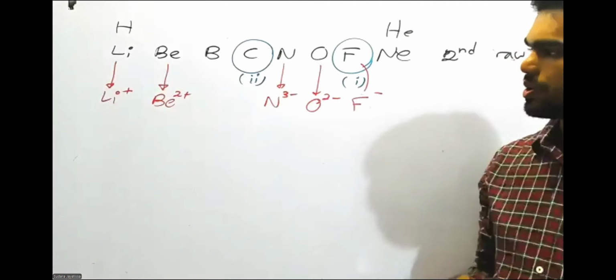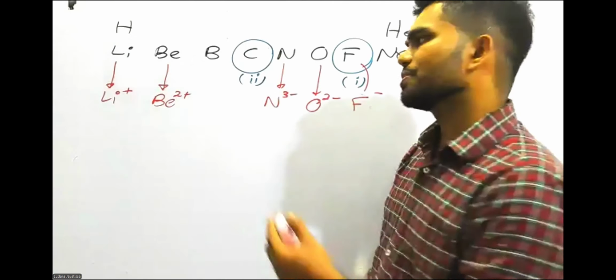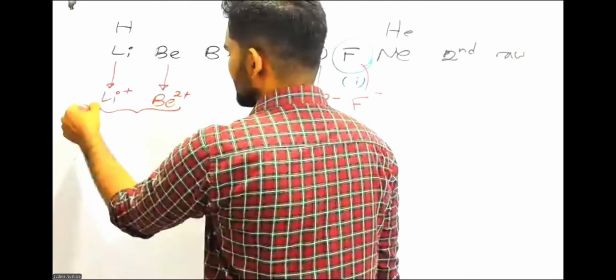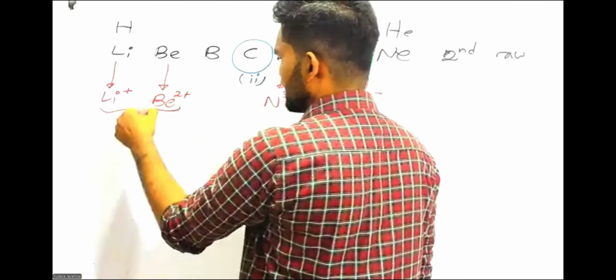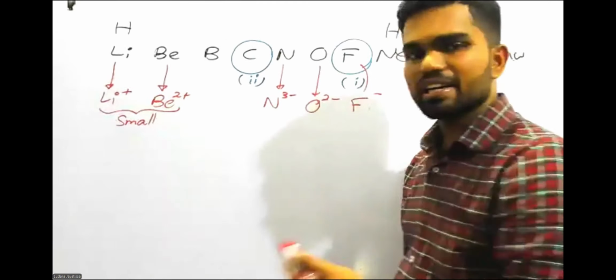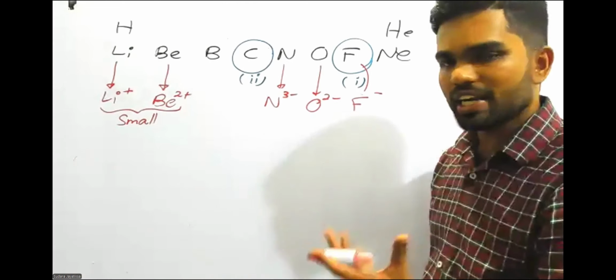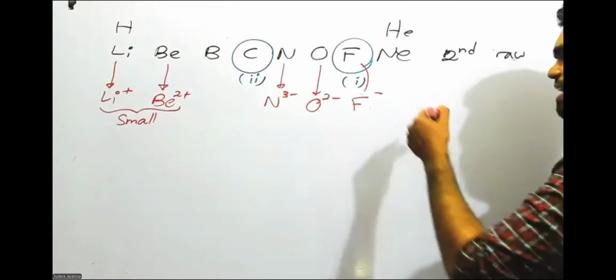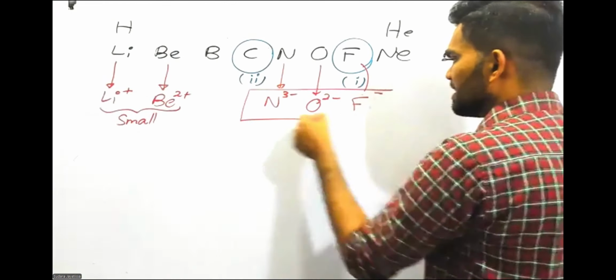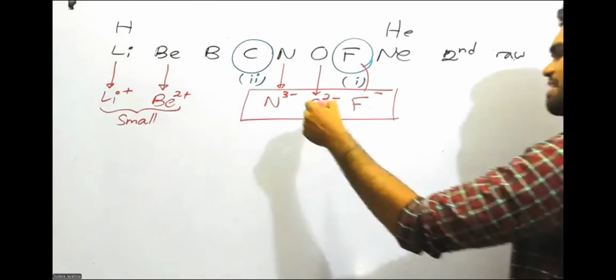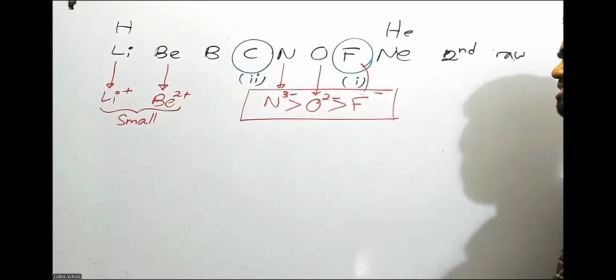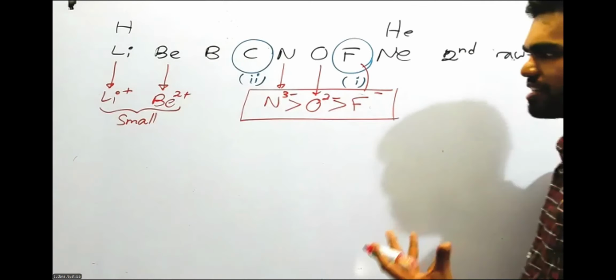Obviously, we can ignore lithium plus and beryllium 2 plus because these are cations. These are small. Cations are smaller than their parent atom, they will be very small actually, and anions are larger than their parent atoms. If you consider these 3 anions, the size is changing, and N3 minus is the largest one.